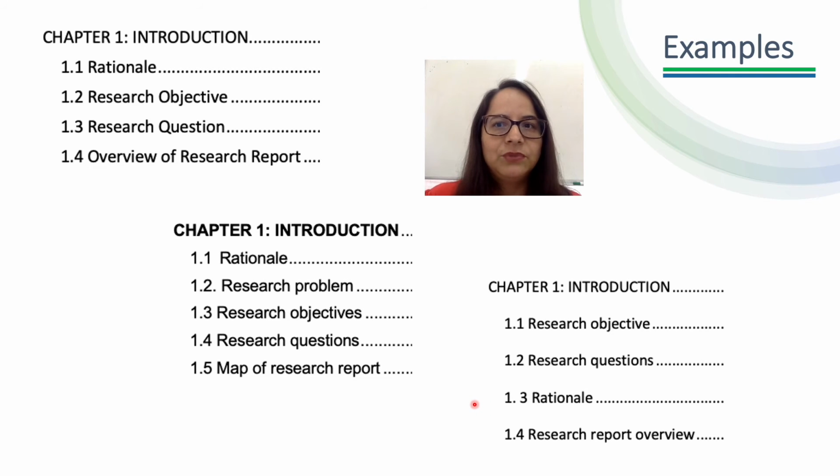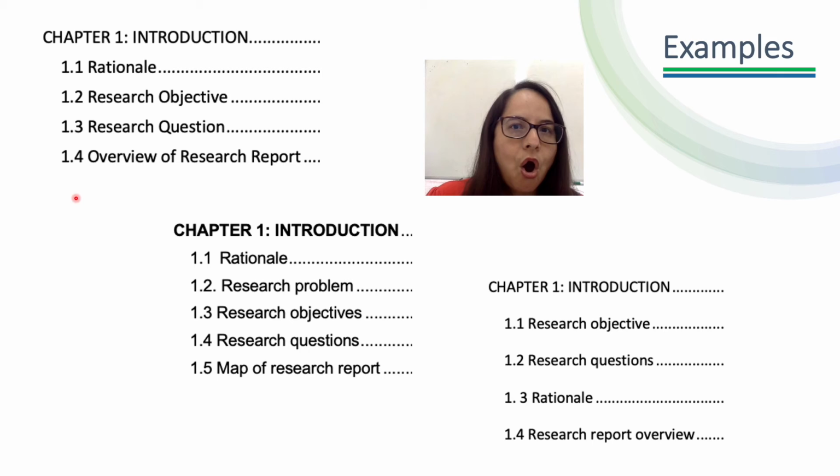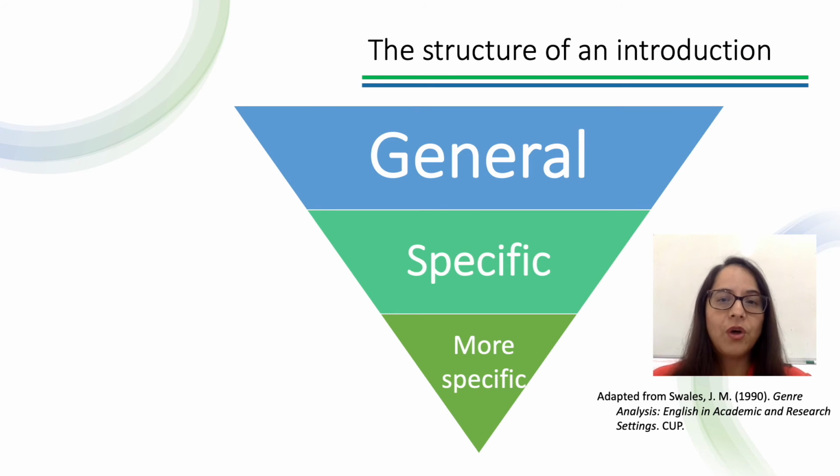In all of them, we can see that the overview of the research paper is the last subsection, whether named Overview of Research Report, Map of Research Report, or Research Report Overview. So, the common structure of an introduction goes from general to specific to more specific.